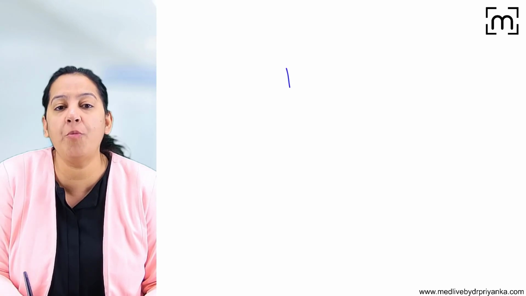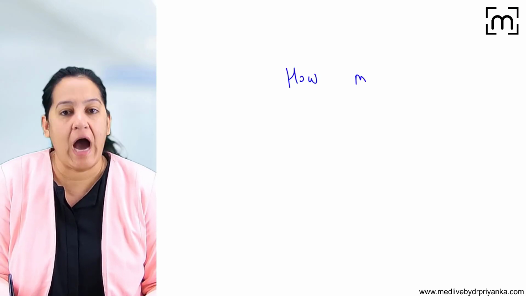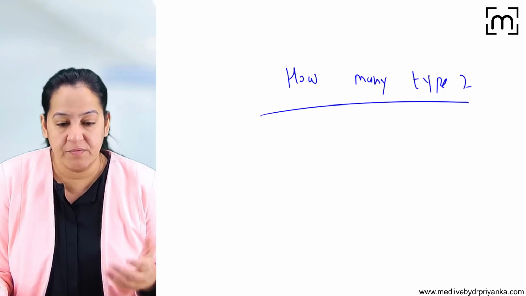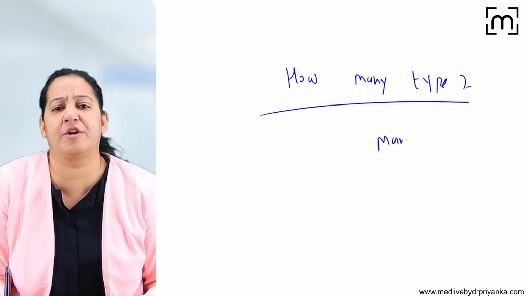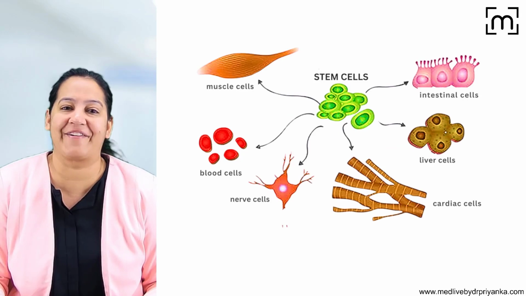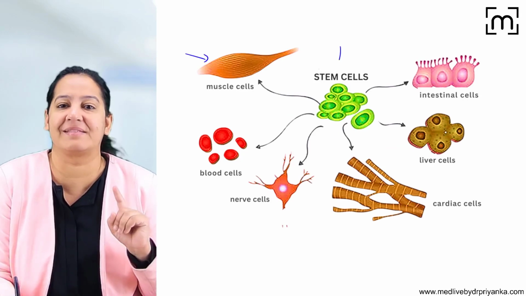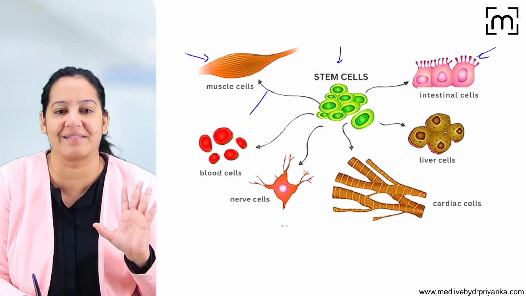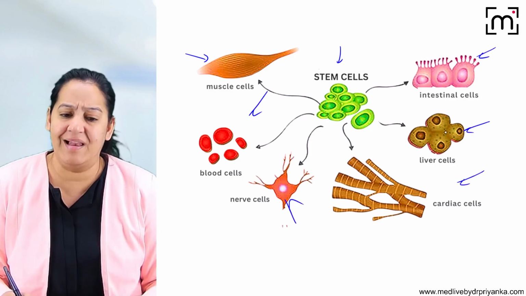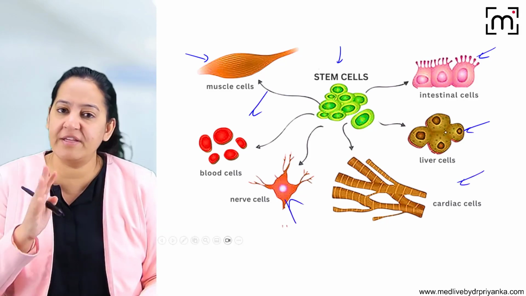Achha, you tell me, how many types of cells are present in the human body? You will say, ma'am, there are many cells present in the human body. Can you identify the various cells in the human body? Let me show you in a diagram. Can you see, this is a muscle, this is a stem cell, this is an intestinal cell, this is RBC, this is a liver cell, this is a heart cell, this is a nerve cell. There are many cells. Can you identify the different types of cells?